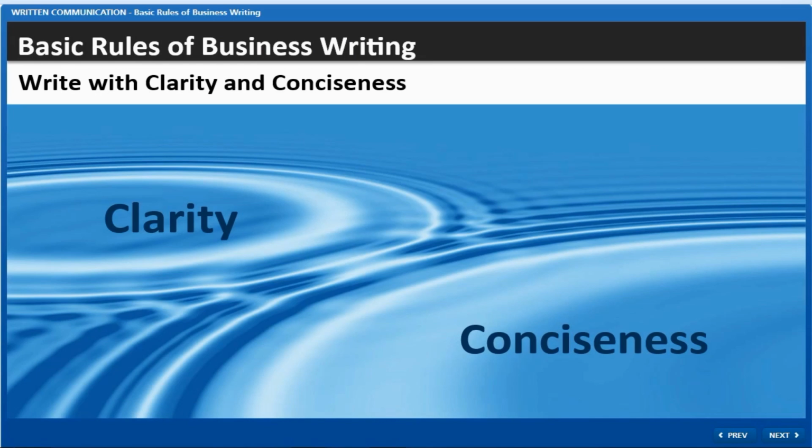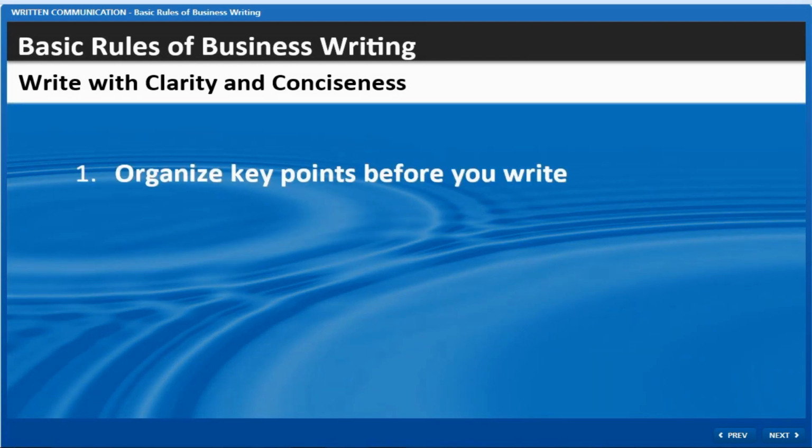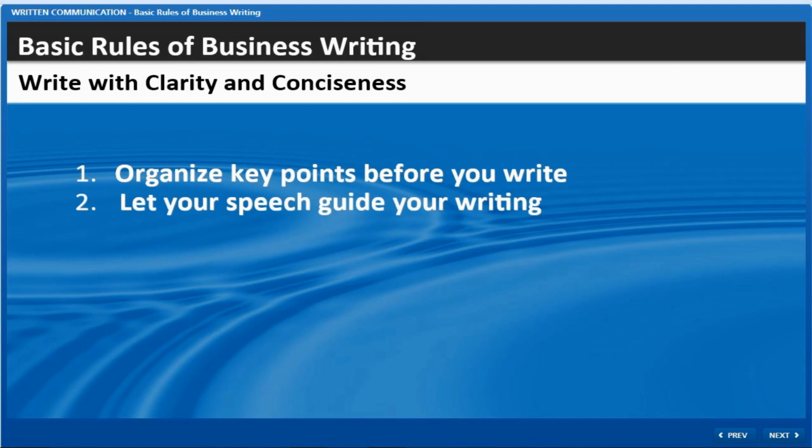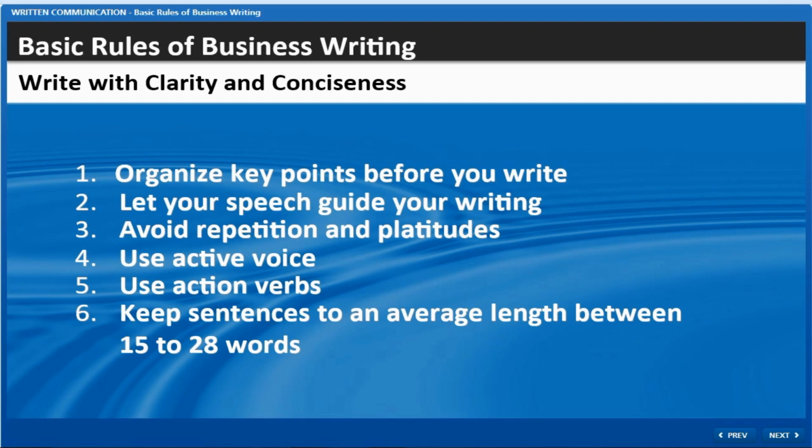Six steps to write with clarity and conciseness are: organize key points before you write, let your speech guide your writing, avoid repetition and platitudes, use active voice, use action verbs, and keep sentences to an average length of 15 to 28 words.